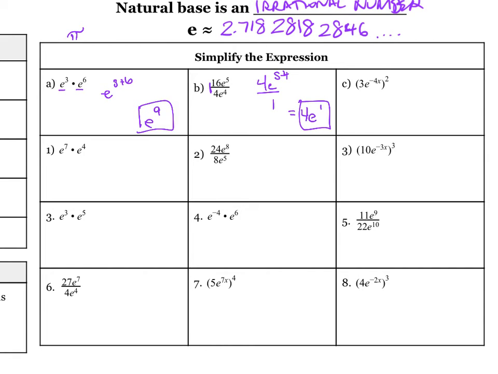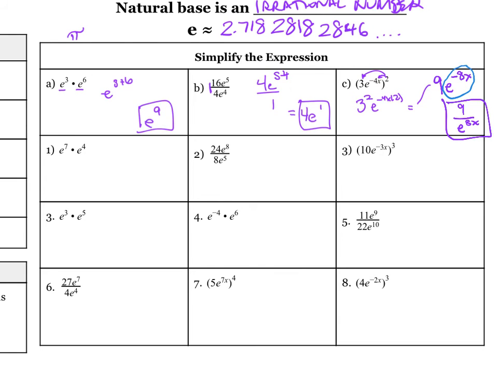Letter C, you want to make sure and distribute that to every single term. Now, when it's power to a power, remember you multiply the exponents. So this is 3 squared, e to the negative 4x times 2. So this becomes 3 squared is 9, and then e to the negative 8x. Now we should write it with positive exponents, so let's rewrite that. Remember that the negative only belongs to that e, so really this should be 9 over e to the 8x.